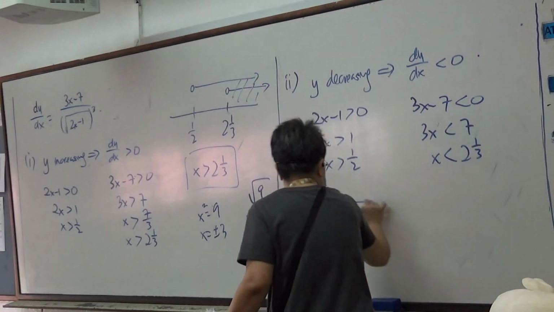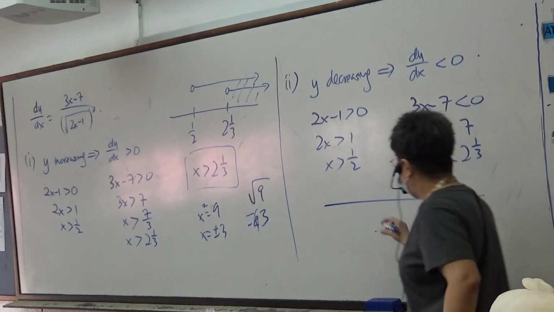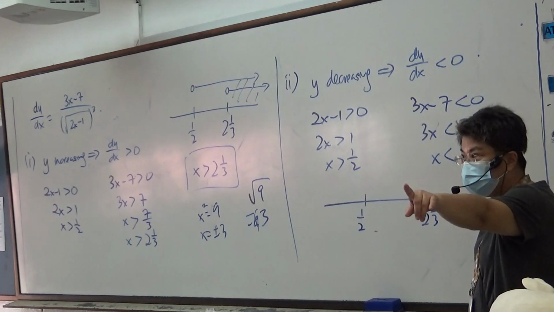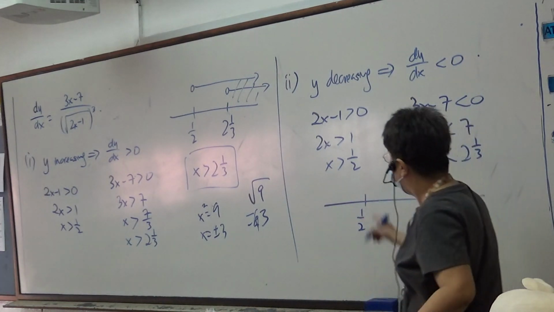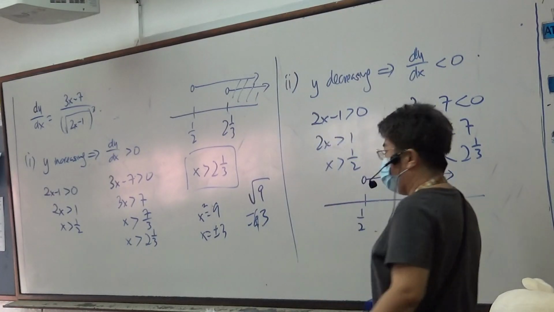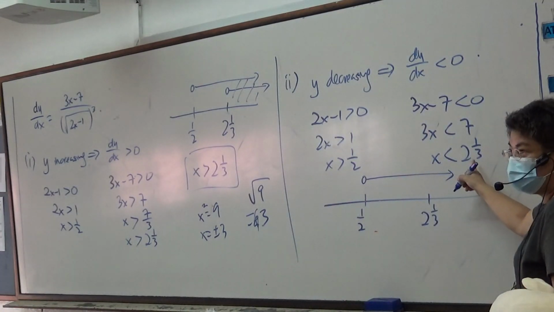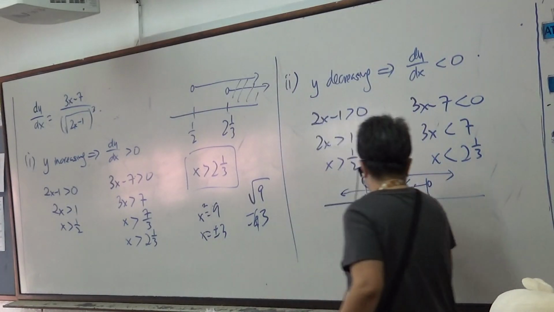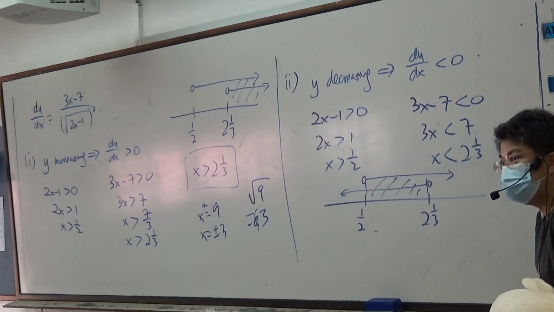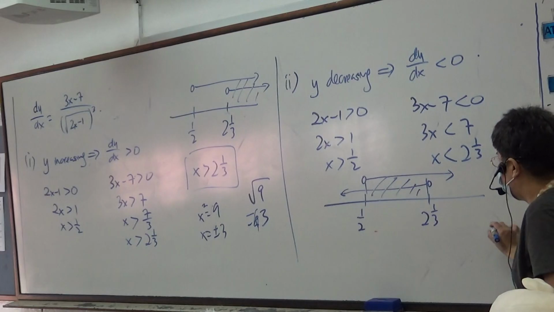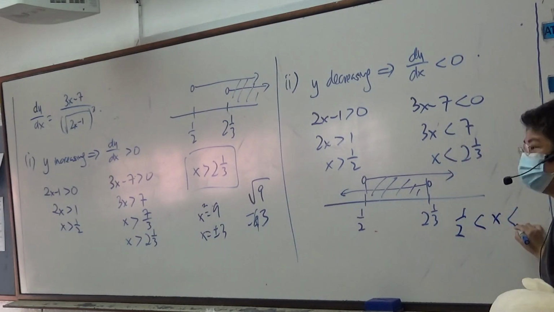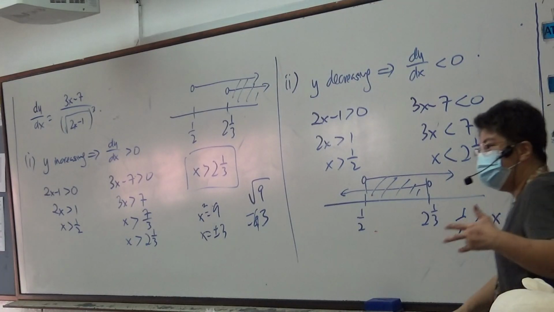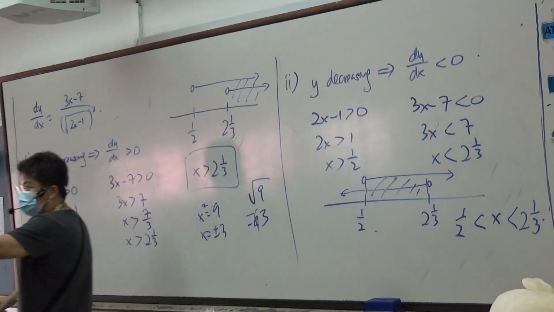Now I've got to take the intersection again. This is half. This is 2 1/3. Agree? All of you look up. Greater than half, hollow circle this way, right? Smaller than 2 1/3 will be here, this way. So this is the intersection, right? What's the answer? x between half and 2 1/3. Can you see what I'm talking about here? This is not an easy question.